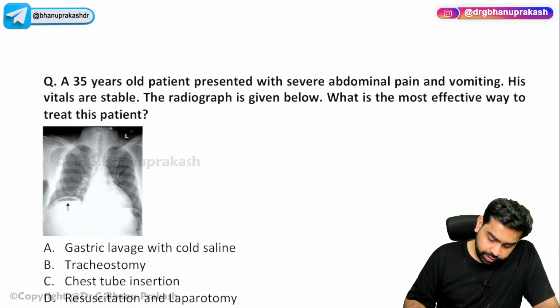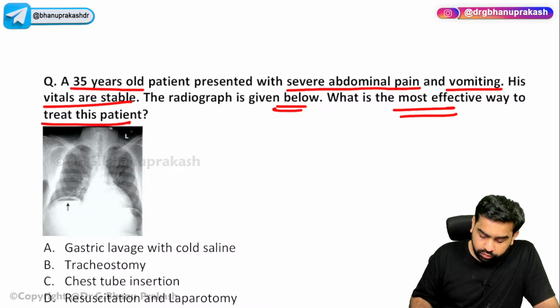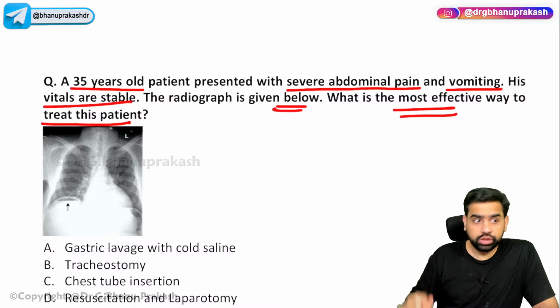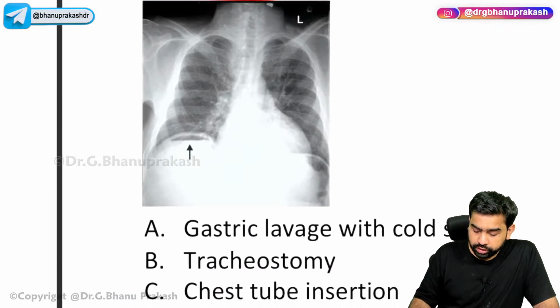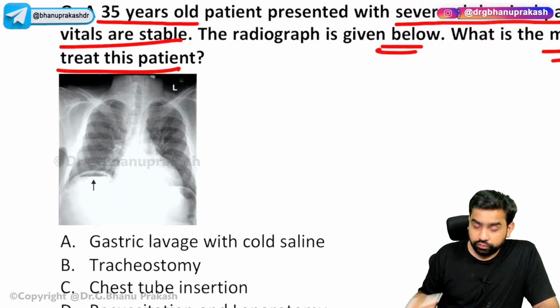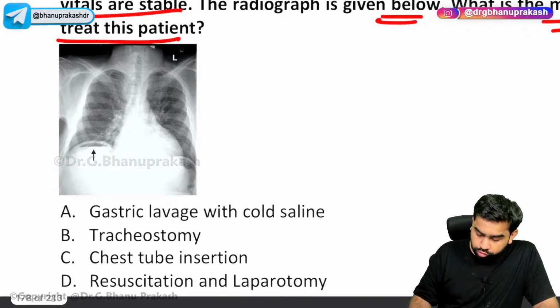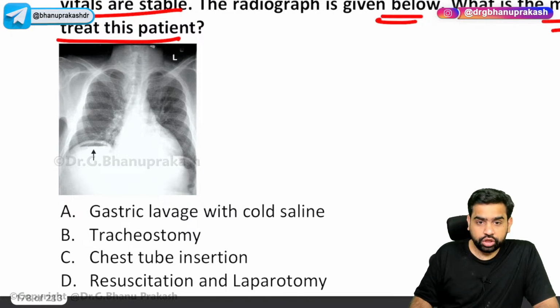So there is a 35-year-old patient who presented with severe abdominal pain and vomiting. His vitals are stable. The radiograph has been shown below. What is the most effective way of treating this patient? So just look at this x-ray first. Now can you please tell me what is the most effective way of treating this patient? Is it gastric lavage with cold saline, tracheostomy, chest tube insertion, or resuscitation and laparotomy?